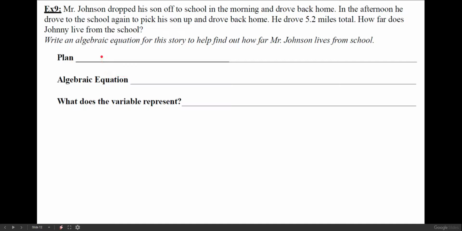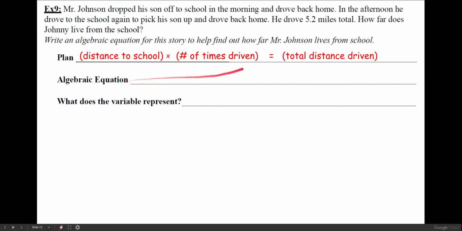So our plan is that you're going to have the distance to the school, and you're going to multiply it by 4, which is the number of times driven. So distance to the school times the number of times driven is going to get you the total distance driven. Now, do we know the distance to the school? We don't, so I'm just going to use D. Do we know the number of times driven to school? Well, he drops off his son and then goes back home. Then he goes to school again, and then he drives back home. So how many times has he driven that distance?